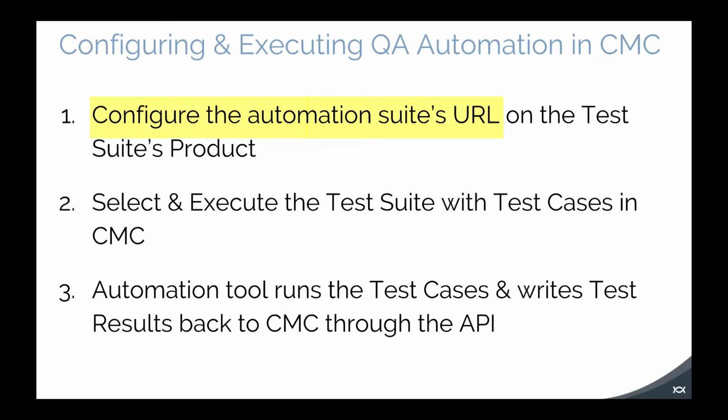Step 1 is to configure the automation suite's URL on the test suite's product. Step 2 is to select and execute the test suite with test cases in CMC. And in step 3, the automation tool runs the test cases and writes test results back to CMC through the API.